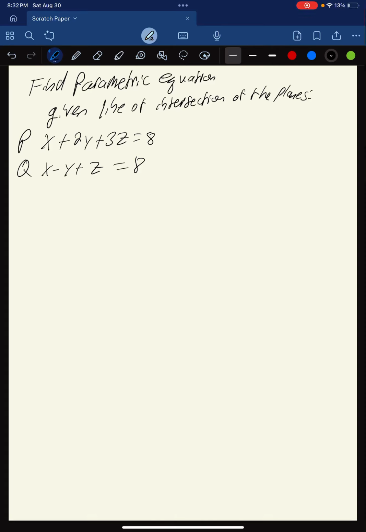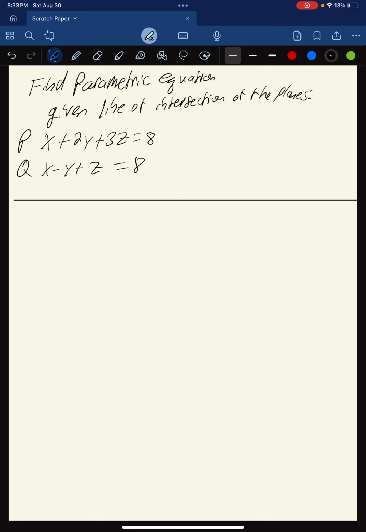So today we've been tasked with finding the parametric equation given a line of intersection of the planes P and Q. They don't have to be named P and Q, but they're arbitrarily named for clarity's sake. If you want to attempt this problem on your own, you really just have to find the cross product and then solve a system of equations. And hopefully that's enough to get you going.